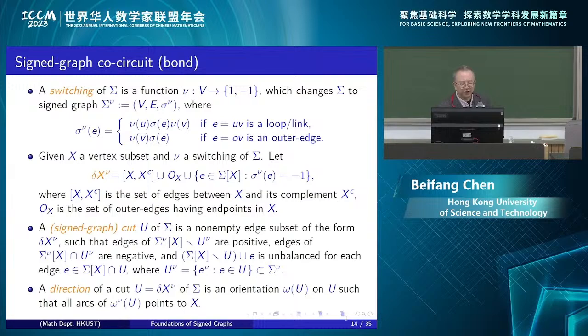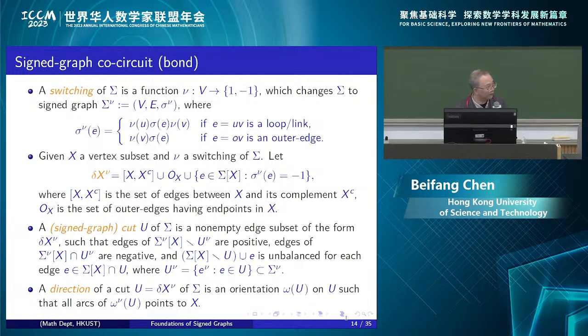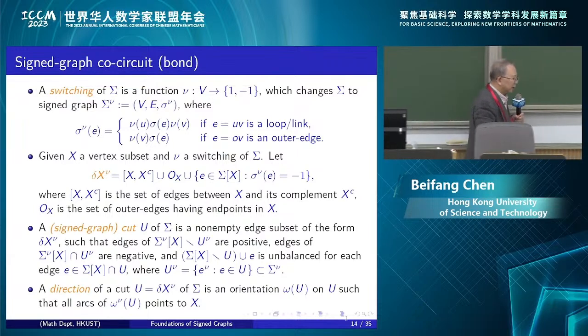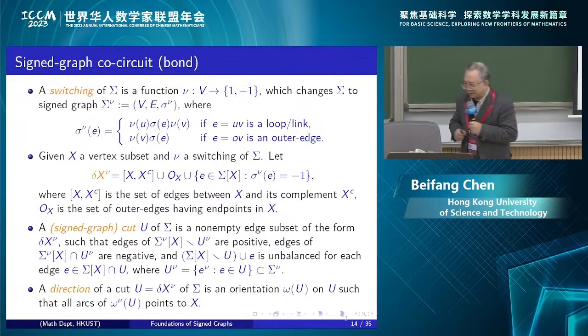And then with switching, maybe I need to skip this one to save time. We don't have much time to finish. Switching doesn't change the balance. I mean, a graph is called balanced if it has no negative circles.